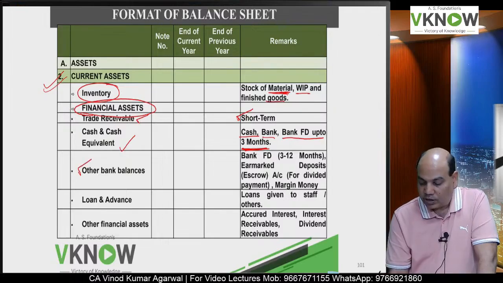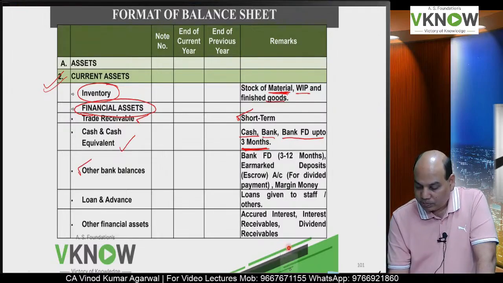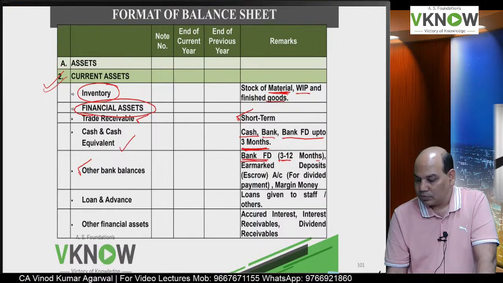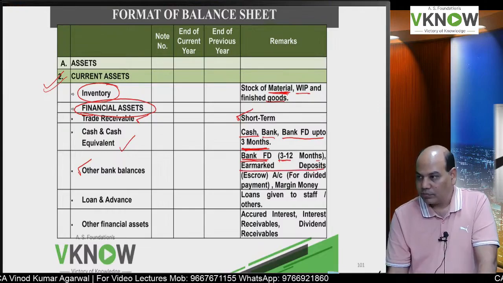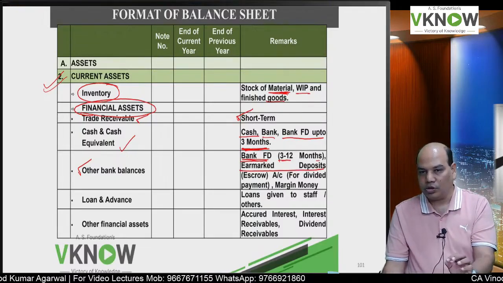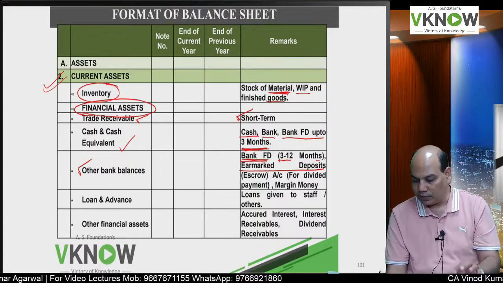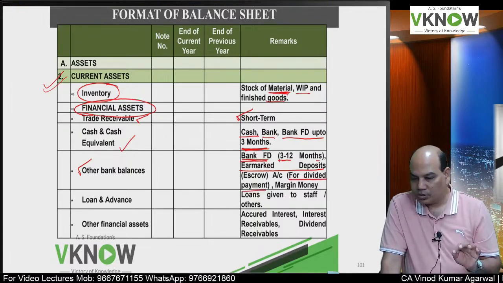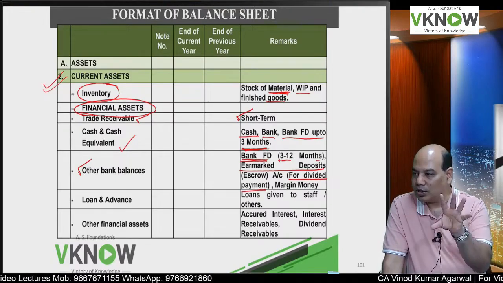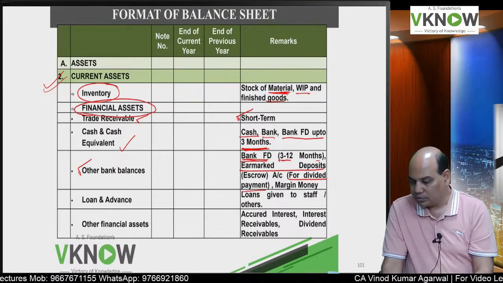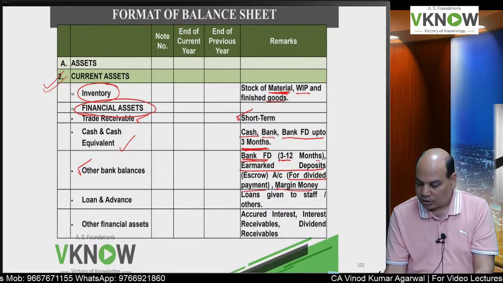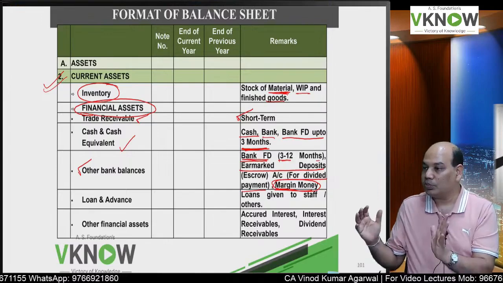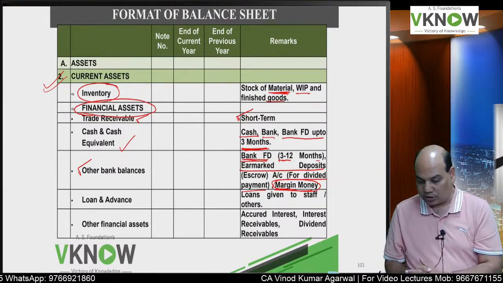Other items will come as other bank balance. For example, bank FD whose maturity is more than 3 months up to 12 months. Then earmarked deposit. Earmarked deposit means those amounts which are for a specific purpose. For example, when the company declares dividend, they transfer the amount to a special account from which dividend will be paid. Or margin money. That means sometimes in order to get some contract or some job, you have to deposit some money with the bank, margin money.